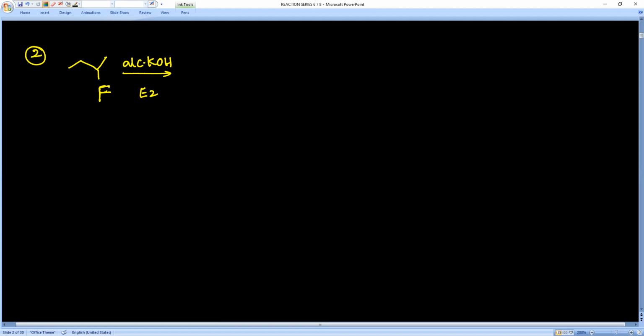In the E2 mechanism, as there is a bad leaving group, one more important thing is that in elimination reactions there are two rules: one is Saytzeff, the next one is Hofmann. Generally, Saytzeff is the major product, but in this case, Hofmann is major.